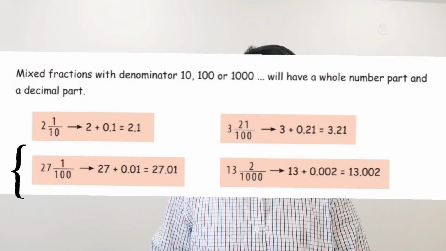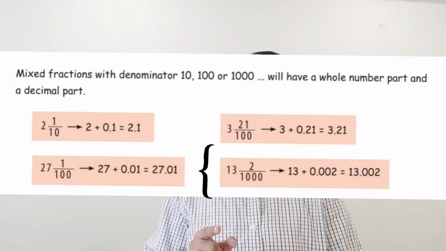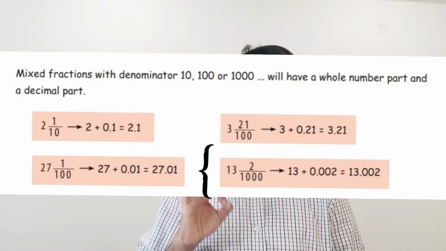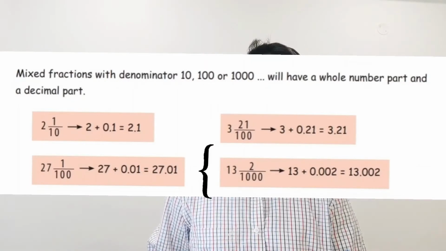Let's take a look at another example. 13 2 by 1000. Now this can be written as 13 plus 0.002. Because it is 1000, we have 3 decimal places. And 13 plus 0.002 is 13.002.